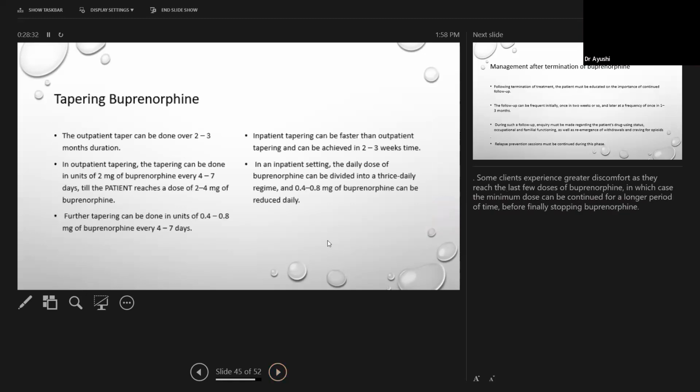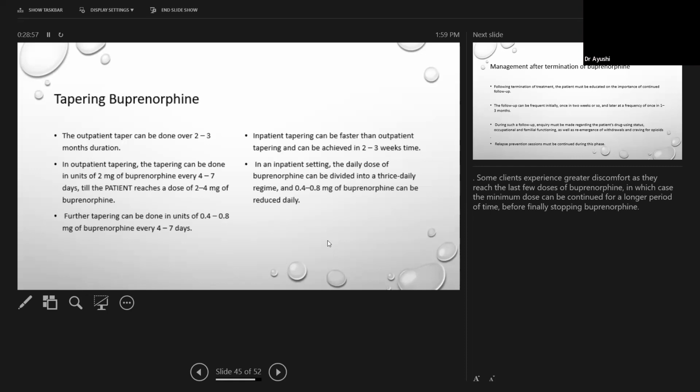Then how do we taper the dose of buprenorphine? In outpatient, tapering can be done over 2 to 3 months. In outpatient tapering, the dose can be reduced in units of 2 milligram of buprenorphine every 4 to 7 days till the patient reaches a dose of 2 to 4 milligram of buprenorphine. Further tapering can be done in units of 0.4 to 0.8 milligram of buprenorphine every 4 to 7 days.